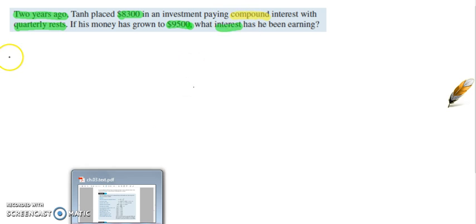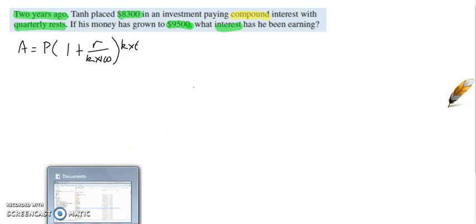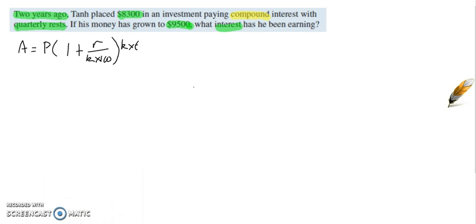Still start the same way. We still always write down our formula. We still write down the information we know. So this is where we've got to get used to the language. 2 years ago, Tan placed 8,300. So that's what it was 2 years ago. Okay? So that means that's what it started as, which is a principal.